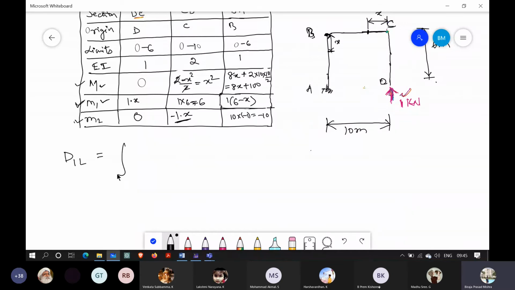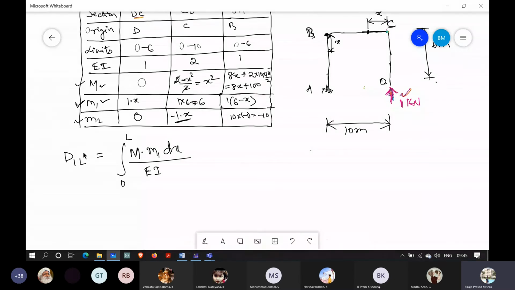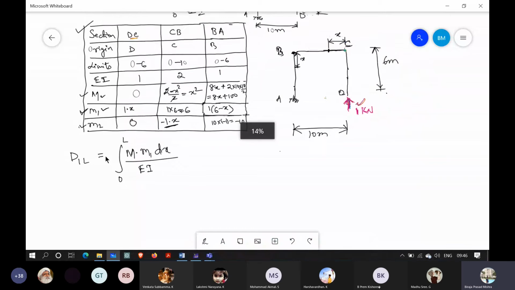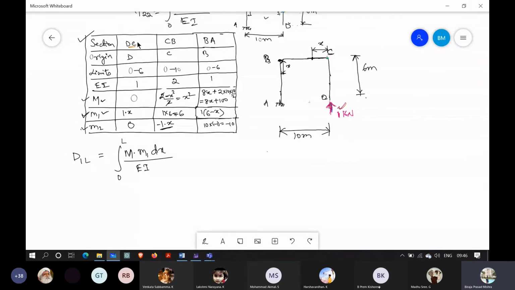So D1L, we already know that it is integration 0 to L of M into M1 into dx divided by EI. Okay, so M is this one. So for each section, for all the sections, we need to find out that value.